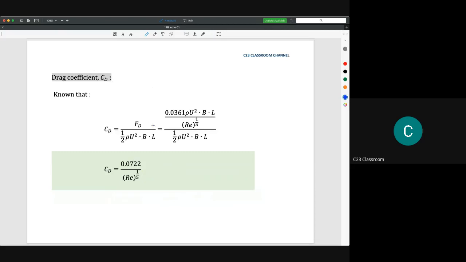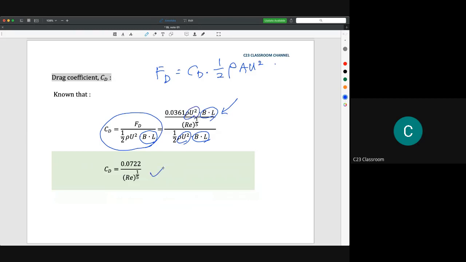So the drag coefficient, previously we know this is the equation. Normally we write FD is equal to CD times 1 over 2 rho A U square. So now we could get the value of CD by dividing FD with 1 over 2 rho U square BL. We know that the FD from the previous calculation is like this one, so we could neglect the value of BL and the value of rho U square. So we can calculate CD is equal to 0.0722 over Reynolds number to the power of 1 over 5. Okay, so this is the calculation of the drag coefficient.